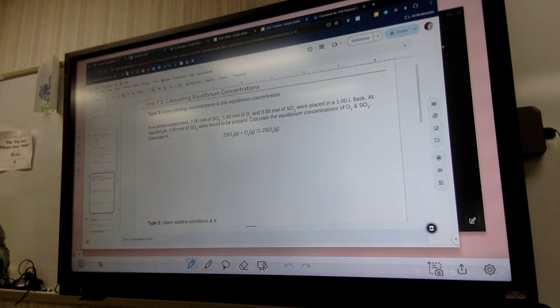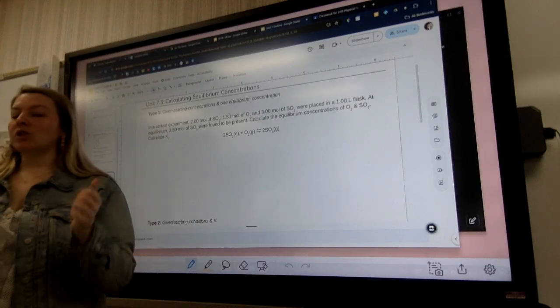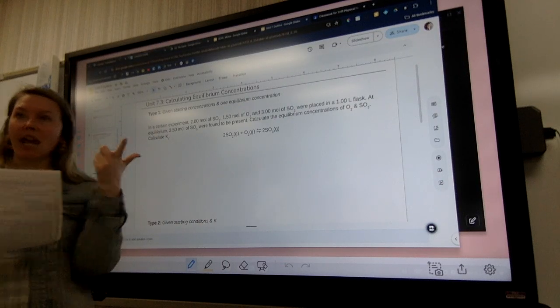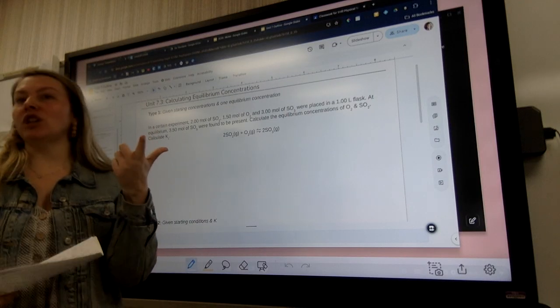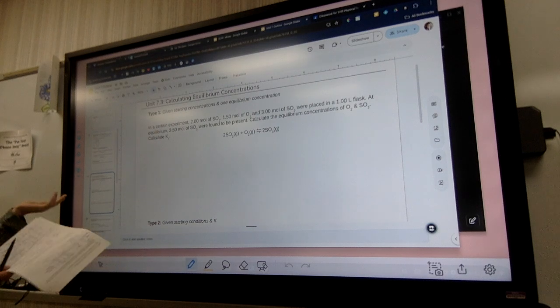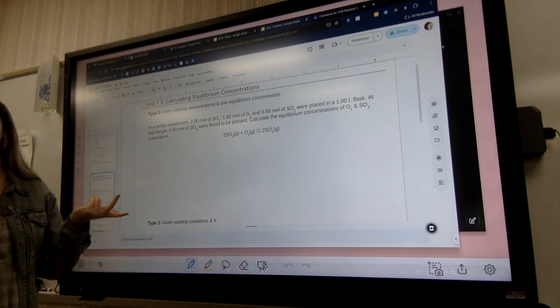So today I'm going to be introducing you to ICE tables, which just means initial concentration, that's your I, change, so how are they changing, that's your C, and then E is your equilibrium. What's your concentration at equilibrium? They just call them ICE tables.